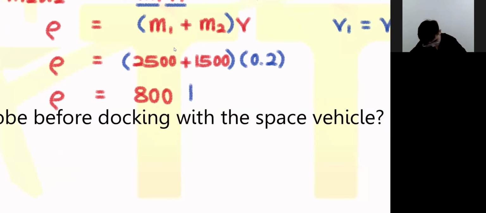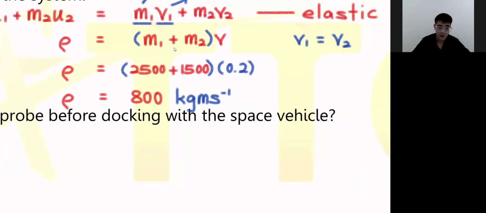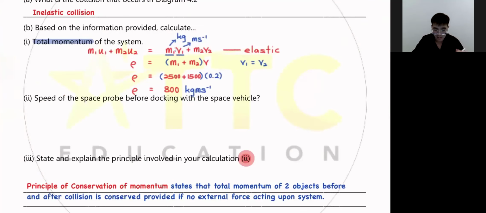Clear? So 800 kg meter per second. Yeah, like this. 800 kilogram meter per second. So that is the unit we use for momentum. Clear? So that's the answer for momentum, 800 kilogram meter per second.